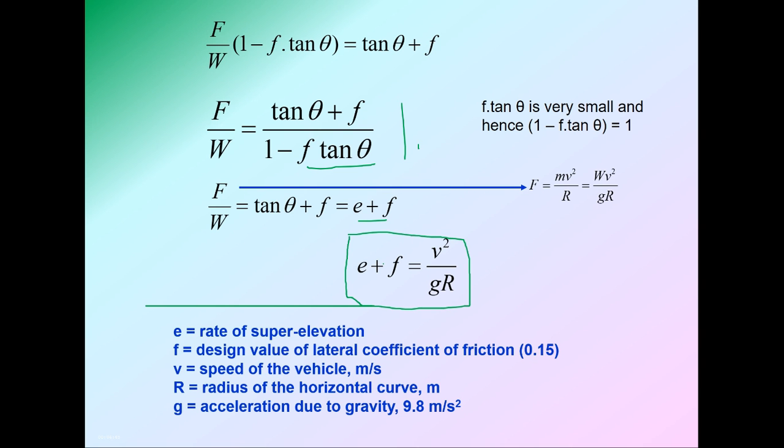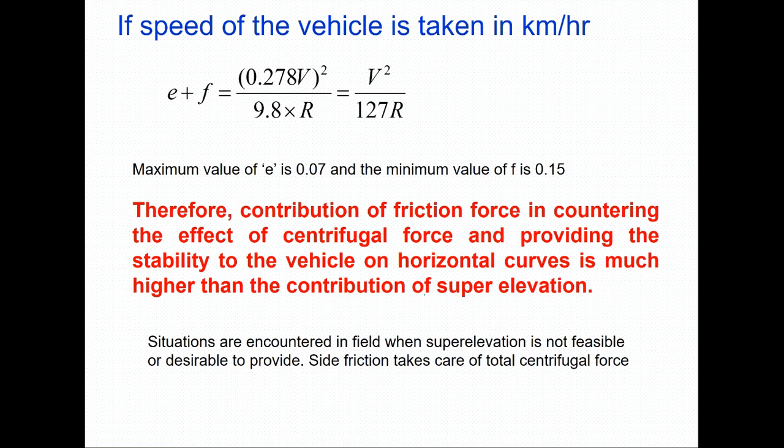Now in this equation, e is the rate of superelevation, f is the design value of lateral coefficient of friction, which is generally 0.15, V is speed in meter per second, R is the radius of circular curve in meter, and g is acceleration due to gravity. Its value is 9.8 meter per second square. Now if we take speed in kilometer per hour, then this equation becomes V square upon 127 R. And as I told you, maximum value of e is 0.07 and minimum value of f is 0.15.